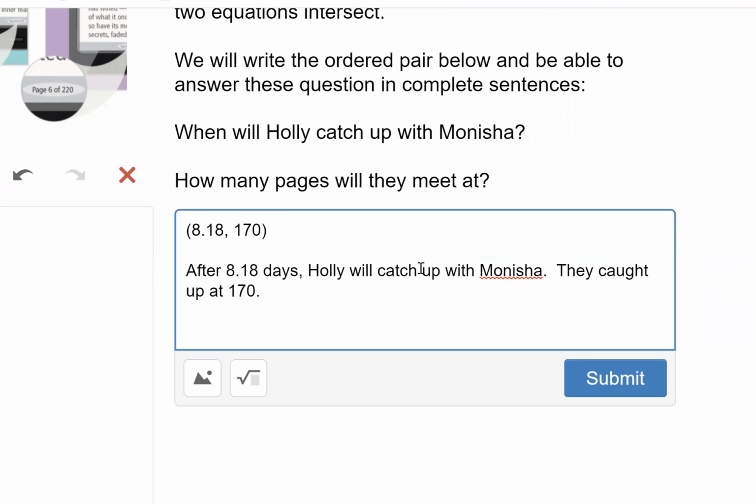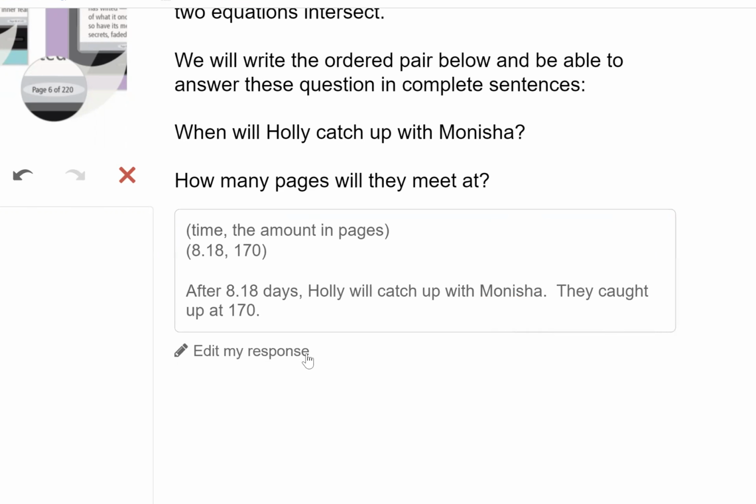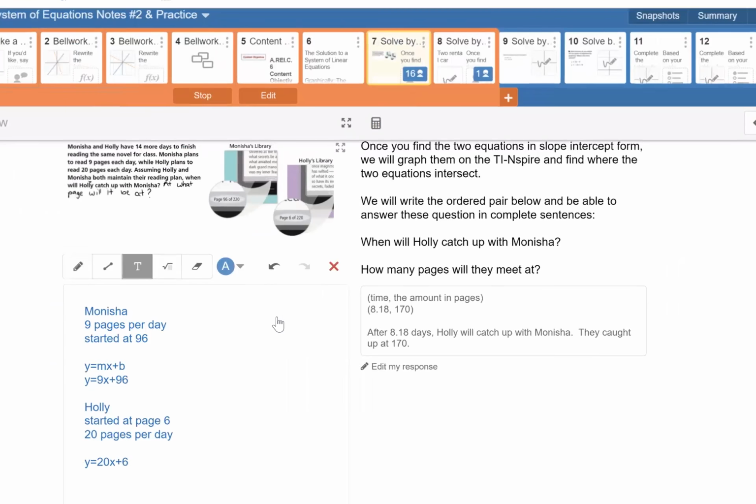Now this is important to think about. Your X value is always going to be, well, not always, about 95% of the time, your time. And then it's whatever the amount is. So in this case, we're talking about the amount in pages. So 1 or 2 short, sweet sentences. That's all you need for this. Need the ordered pair, and then just talk about it. What does that ordered pair mean?